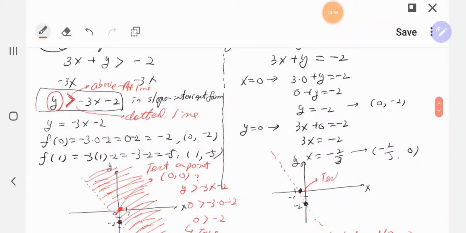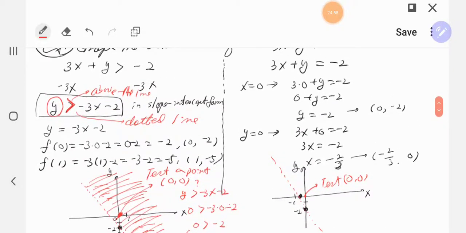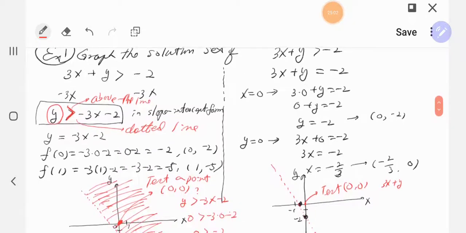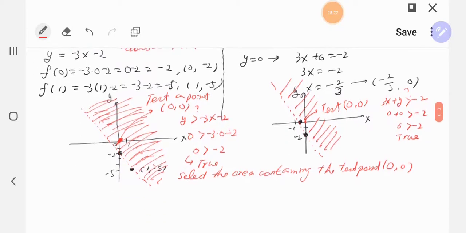Okay, test 0, 0. Once you plug in 0, 0, what happens? 3x plus y is greater than negative 2, right? So plug in x equals 0, y equals 0. We want to check whether 0 is greater than negative 2. Is this true? True. So since this is true, the area containing 0 is the solution. So this is the solution area, which is same as the first try, right?